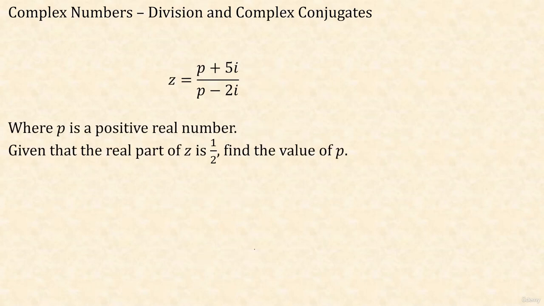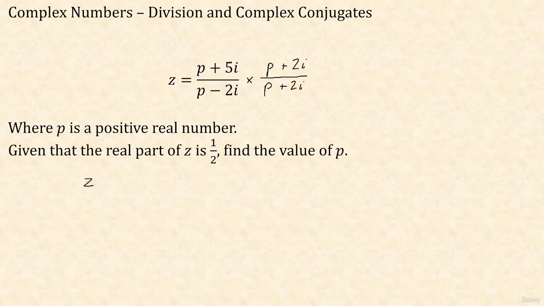Okay, let's look at one quite challenging example. So z is (p plus 5i) over (p minus 2i), where p is a positive real number. Given that the real part of z is a half, find the value of p. Well, we can simply begin by multiplying top and bottom by the complex conjugate here, because we know that will give us a real denominator. So that's p plus 2i, and I'll multiply the top by p plus 2i as well. Let's see what we get.